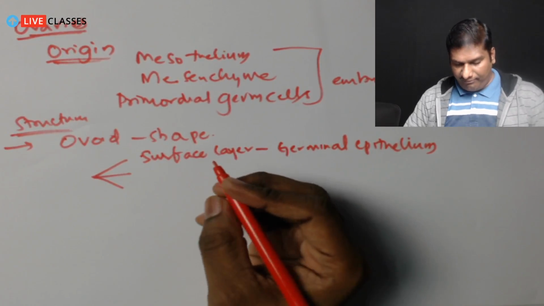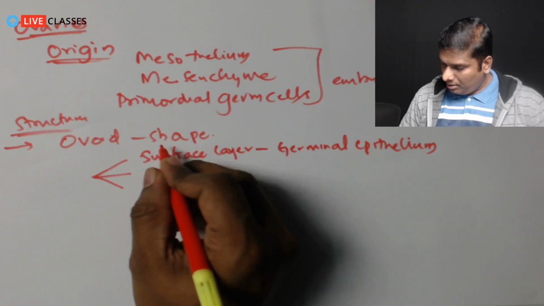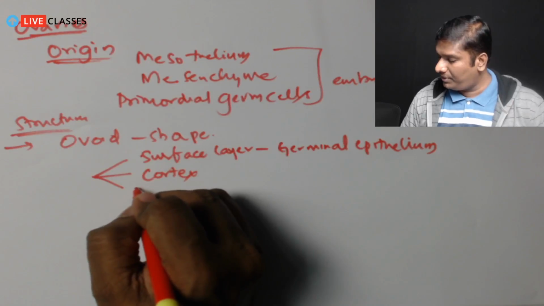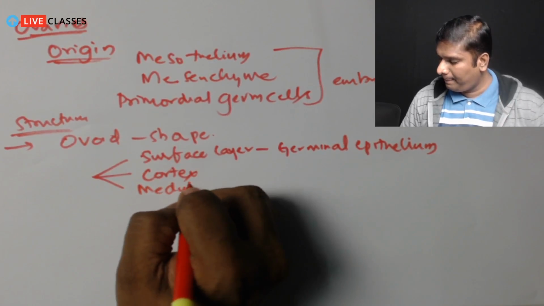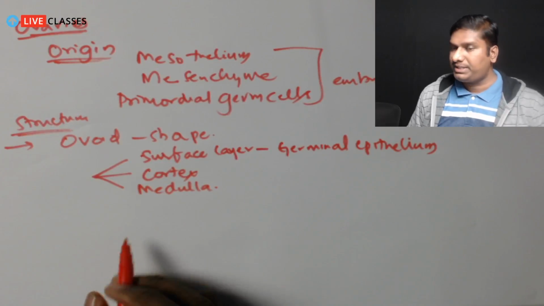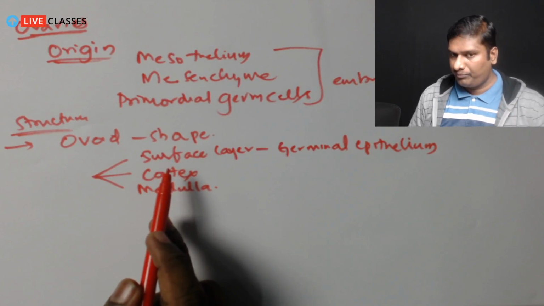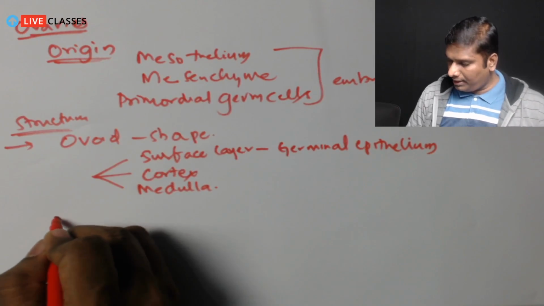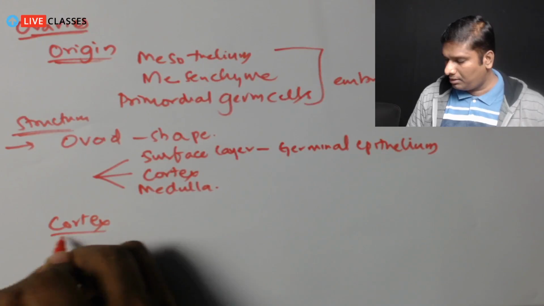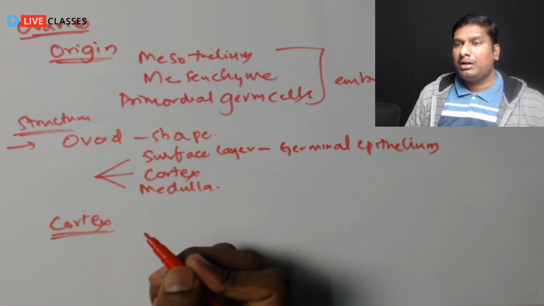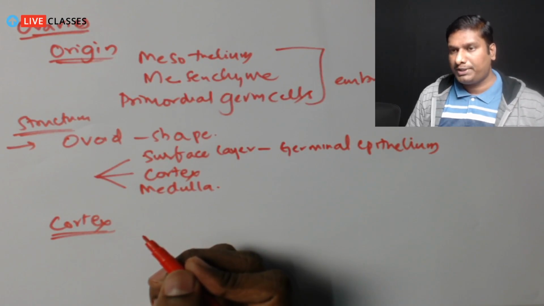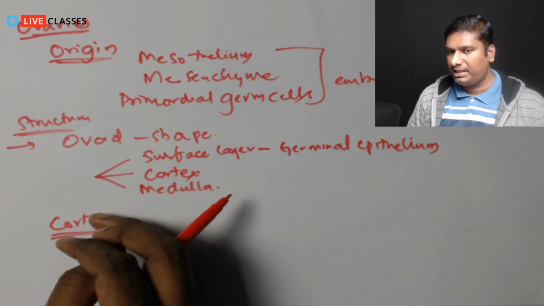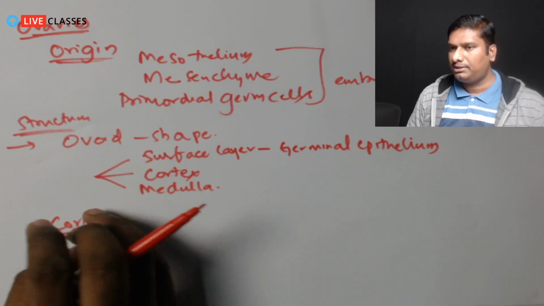Then you have the cortex, and also the medulla. So these are the three layers seen in an ovary. Now if you take the cortex region, since we are talking about the hormones produced by the ovaries, we are not concentrating on any other layers, only on those layers responsible for hormone production.